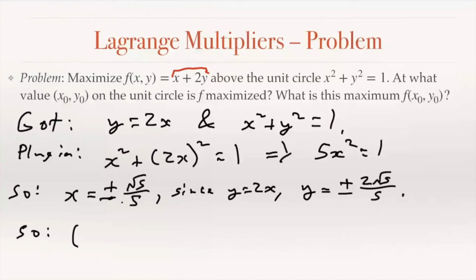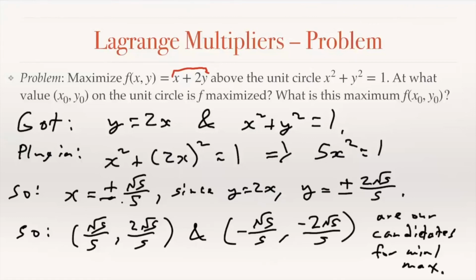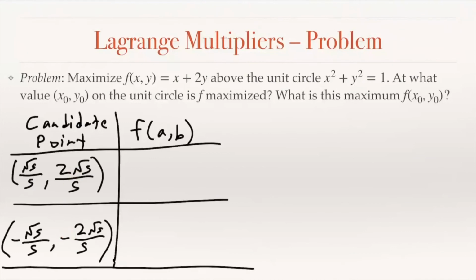Okay, so we get our two candidates for minimum and maximum. Those are root 5 over 5, comma 2 root 5 over 5, and negative root 5 over 5, comma negative 2 root 5 over 5. So those are our candidates for the minimum and maximum of this function above this circle. So now we just plug these 2 points back into our f and see where it is maximized.